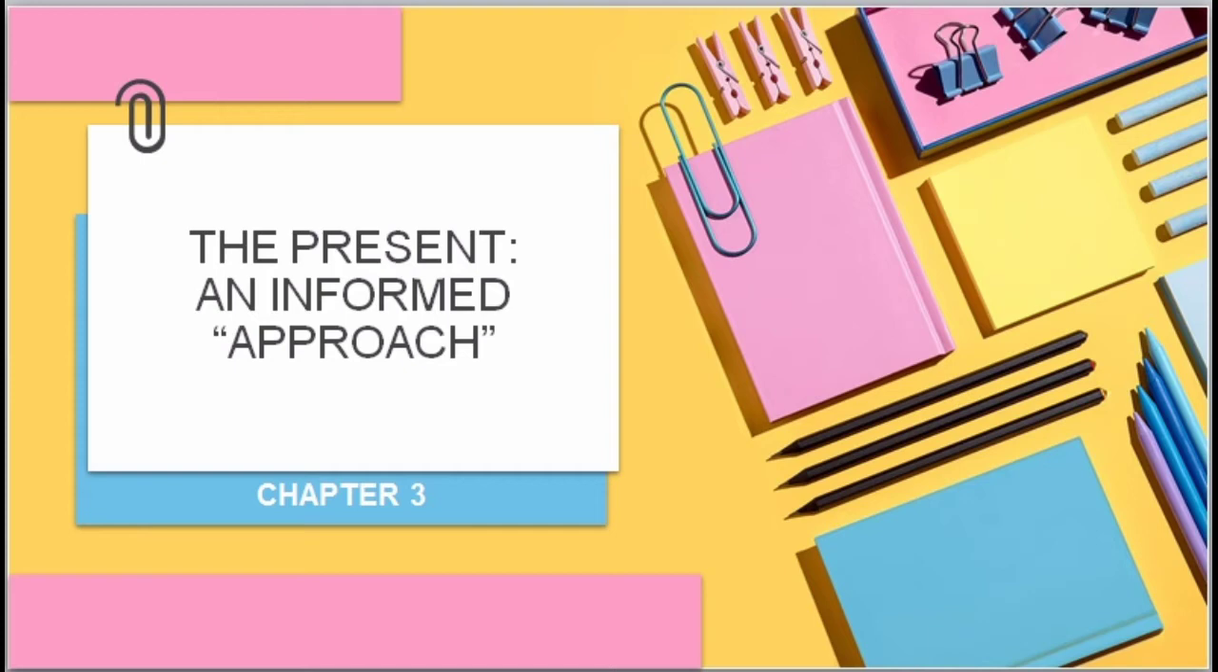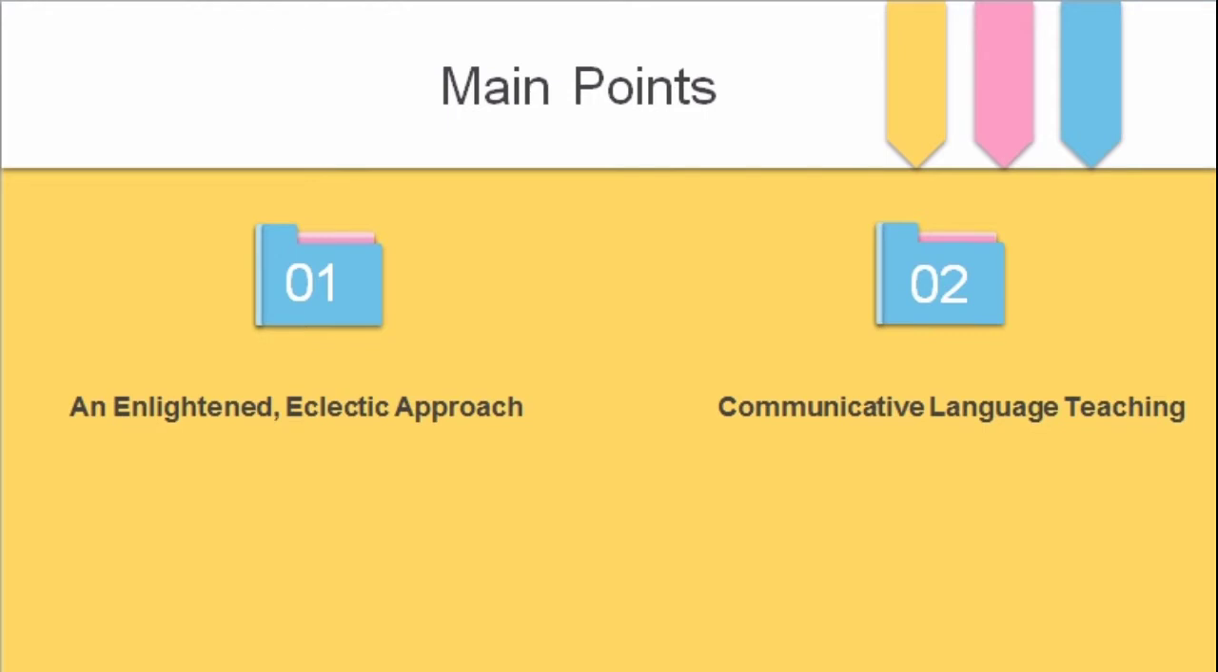In this video, I'd like to explain or resume about the present and informed approach from a book that I've read, which is Teaching by Principles, an Interactive Approach to Language Pedagogy by H. Douglas Brown. But in this video, we are just gonna focus on chapter 3. So in this chapter, there are two main points we are gonna discuss. The first one is an eclectic approach, and the second one is communicative language teaching.